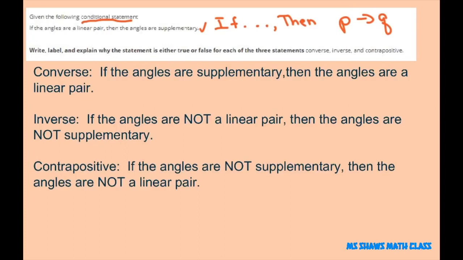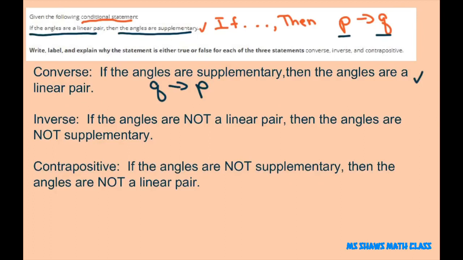For the converse, what you do is you switch the Q and P. This is your hypothesis. This is your conclusion. So you're switching your conclusion with your hypothesis. And so you're going to get if Q, then P. And I already took the liberty of typing it out there. So if the angles are supplementary, then the angles are a linear pair.